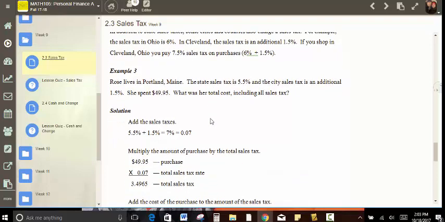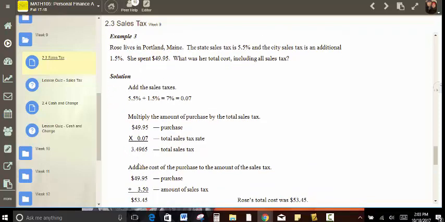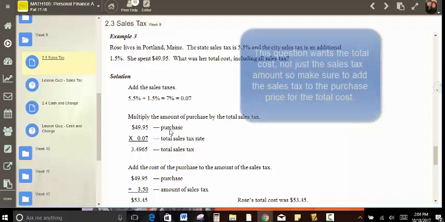So on these questions, when it's telling you that there's a sales tax or a state tax of 5.5% and an additional 1.5%, you have to add those up first. So it's going to come to 7%, then you're going to move that decimal over and you're going to figure out your total sales tax. Okay, so make sure you're adding those up first, then you're multiplying it by the purchase price.